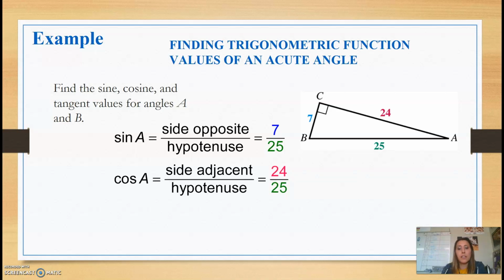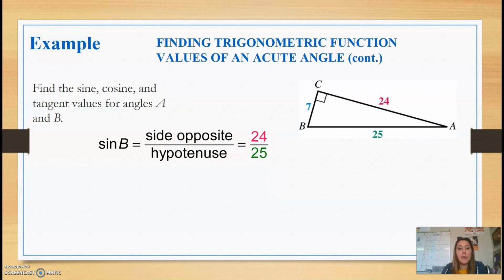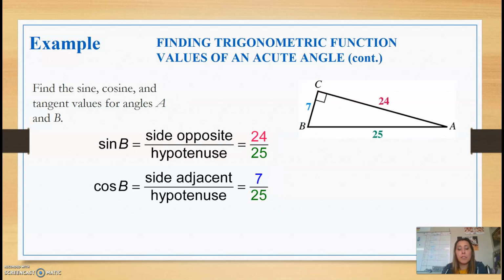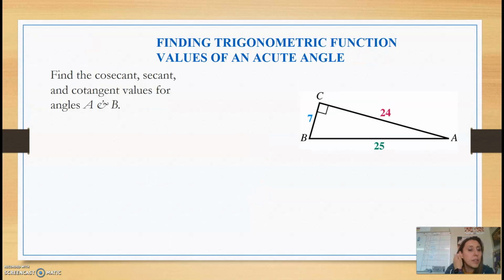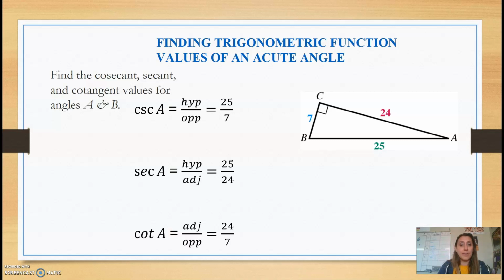We have the cosine and we have the tangent. And then we did the same thing for B. So sine of B was this, cosine of B, and the tangent of B. Now what I want you to do is find the cosecant, the secant, and the cotangent values, the reciprocal values of those. So go ahead and hit pause and do that.